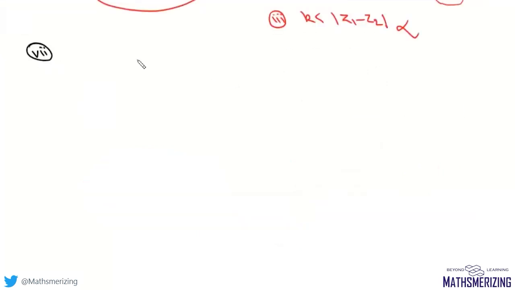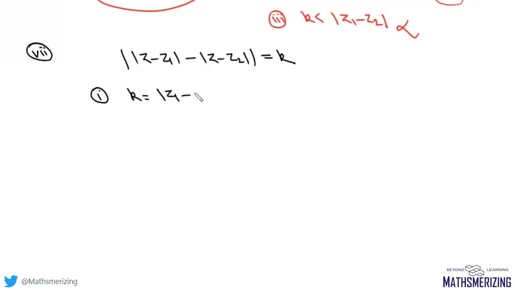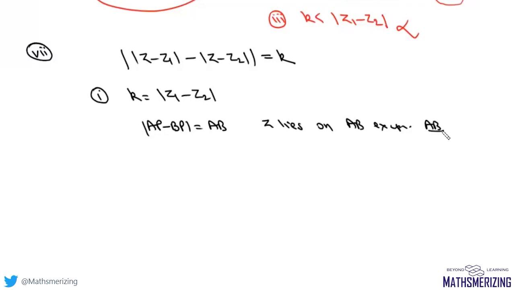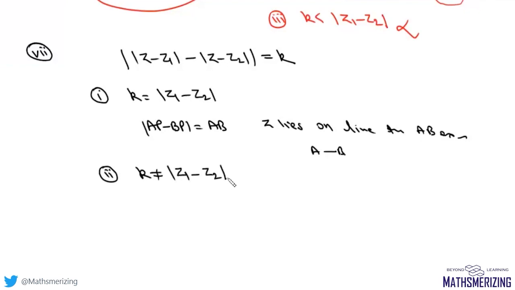Now the seventh one is, if we have this condition that mod of Z minus Z1 minus mod of Z minus Z2 whole mod, is equal to K. Now this first case, when this K is equal to mod of Z1 minus Z2, we have already established that AP minus BP is equal to AB, then Z lies on straight line AB except for points lying between A and B. Now if K is unequal to mod of Z1 minus Z2, then we'll have this condition that mod of AP minus BP is equal to K, which is focal property of hyperbola.